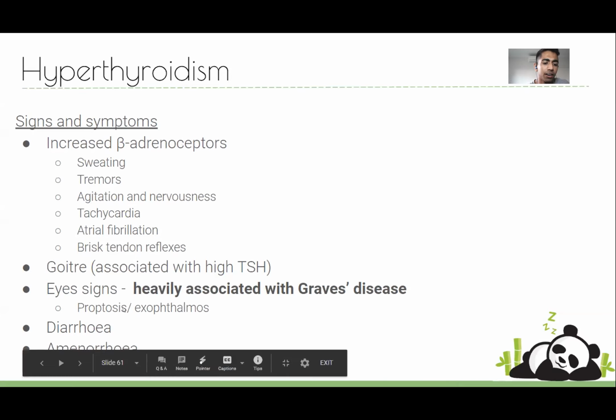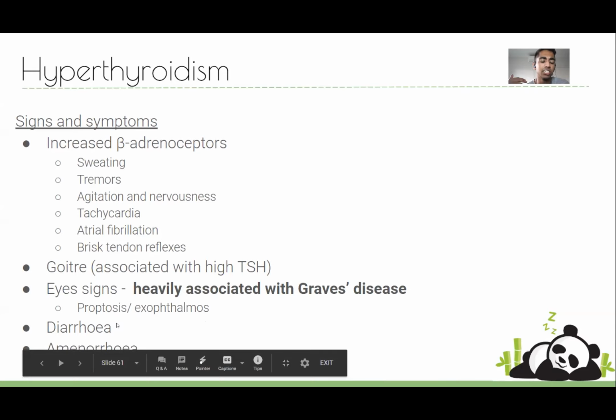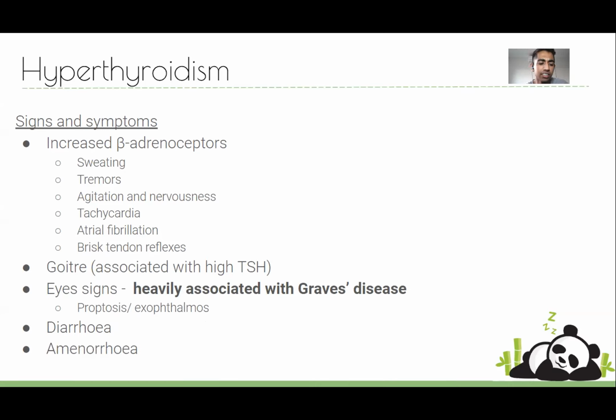Eye signs, so you get bulging of your eyes. That's what proptosis and exophthalmos mean. They're very pathognomonic for Graves' disease. If you see exophthalmos or proptosis, the answer is probably Graves' disease. Diarrhea, because you're getting a lot more stimulation of your gut, you're pooping it all out basically. Things are happening a lot faster.